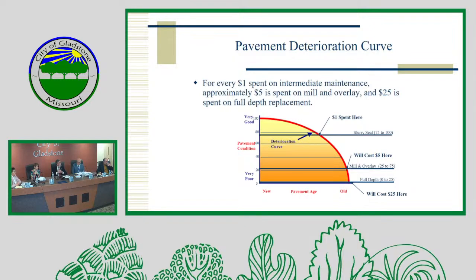This next slide is called the pavement deterioration curve, and basically what it shows is that $1 spent early on preventative maintenance saves $5. So if we do intermediate maintenance, it's about a factor of 5. $1 spent on intermediate maintenance is equivalent to about $5 spent on mill and overlay, compared to $25 spent on full depth replacement. So you can tell that if we can keep our pavements sound and manage them, we can obviously maintain our street maintenance costs.